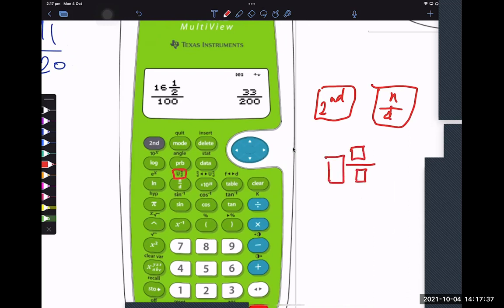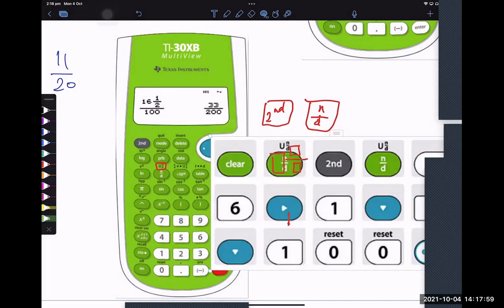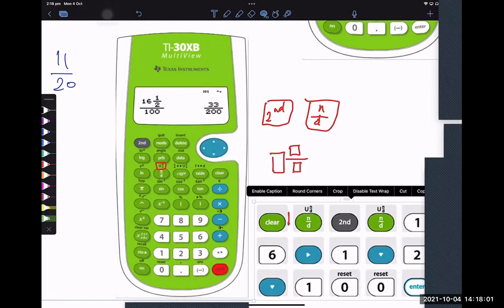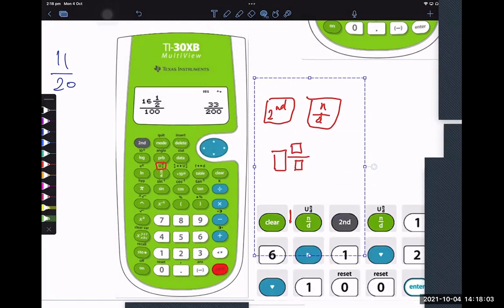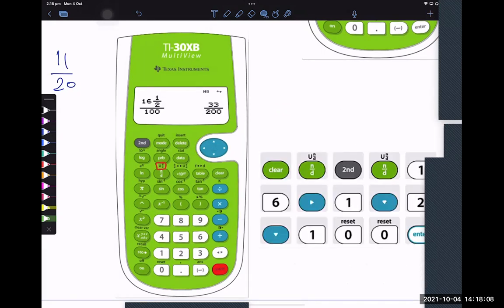But what comes first? We actually need to put the fraction first. So press ND first. Okay, ND. So I'll show you. And then press second, ND. 1, bottom, 2, bottom 100. In fact, I'll actually show you here what I typed in, step by step.